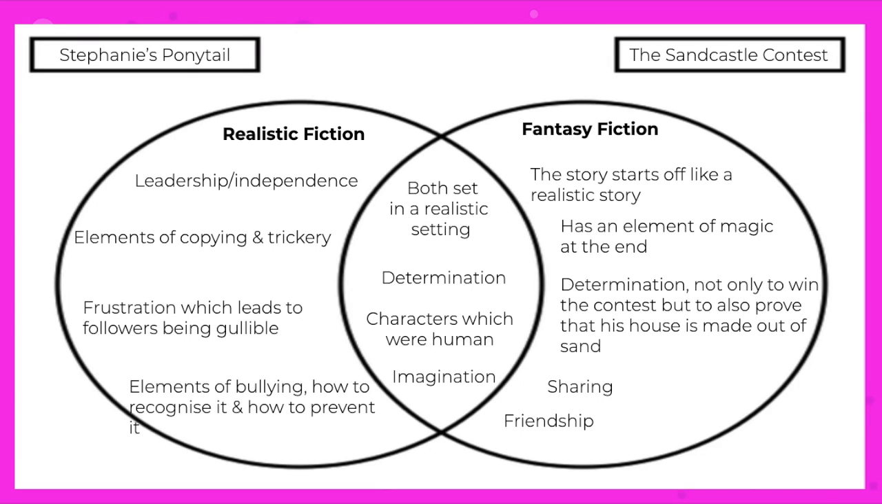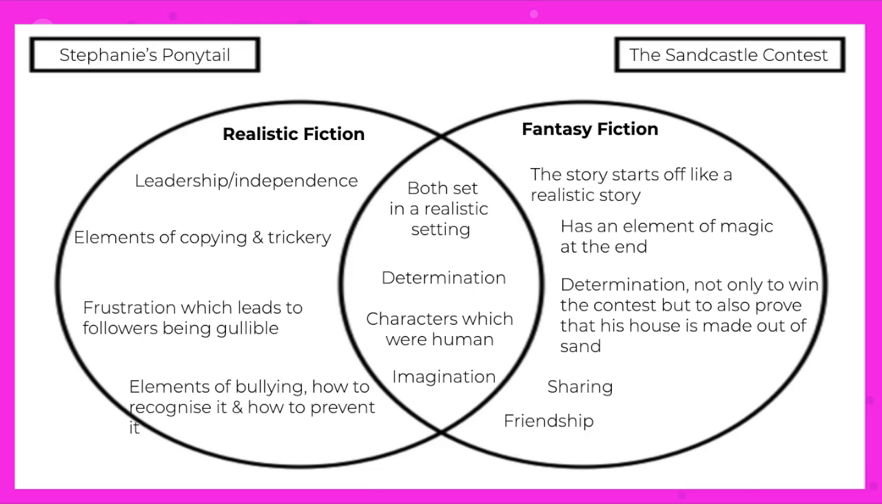The next point, determination. I think actually both characters show determination. Stephanie shows the other students how determined she is to be independent, how determined she is to be a leader, and how determined she is to not let the others worry her. Matthew, on the other hand, is also determined to win the competition and to show the judges that actually his sandcastle is made out of sand.